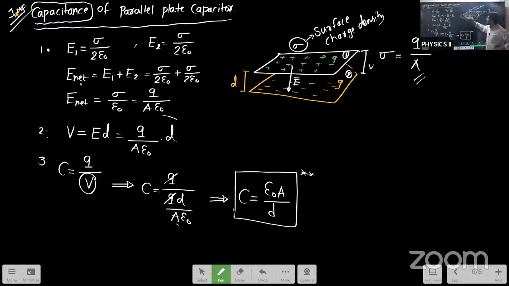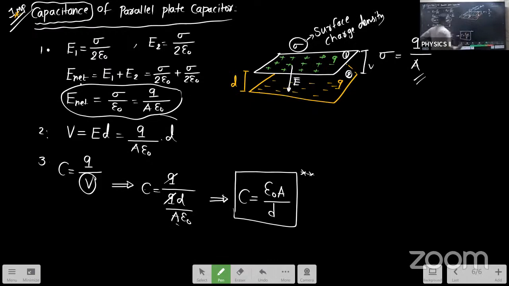So here we'll be having one electric field E1 due to positive charge. Here we'll be having an electric field E due to plane sheet of charges. So our net electric field will become what? E is equal to sigma by epsilon naught. And we know the value of sigma. Sigma ki value kya hai? Q by A.